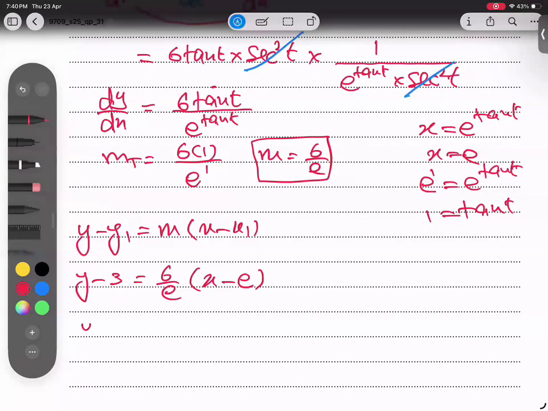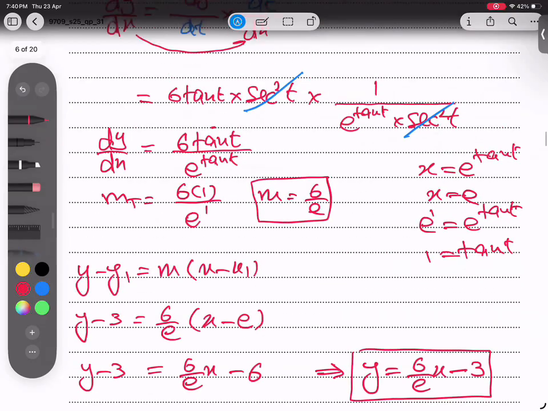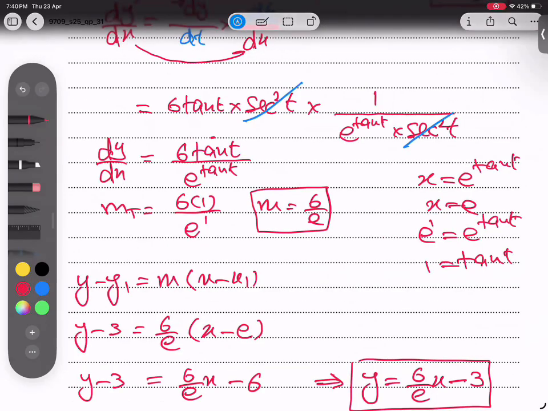So we have to multiply 6 inside. I got 6 by e times x, and e cancels out and I get only 6. And the final form, I got 6 by e times x minus 3. And this is our final form. But because he was asking to give it in exact form. So I hope the concept of the question is clear.